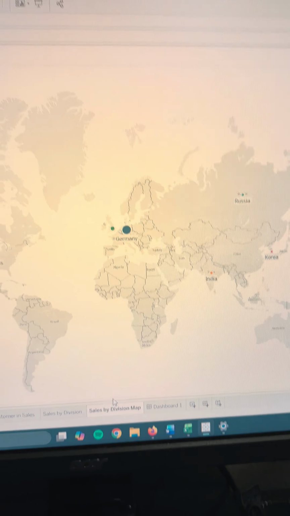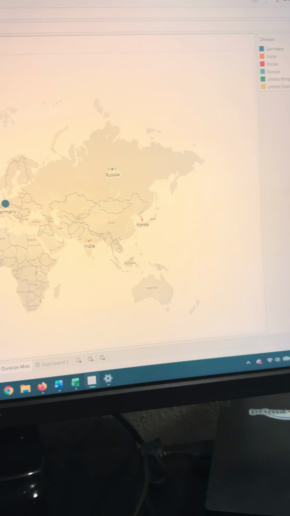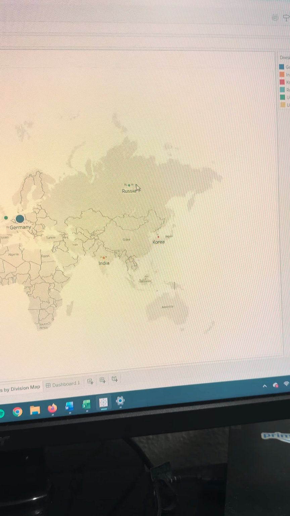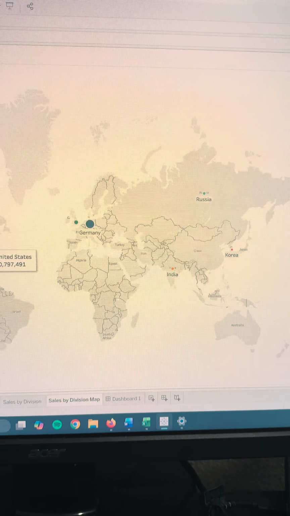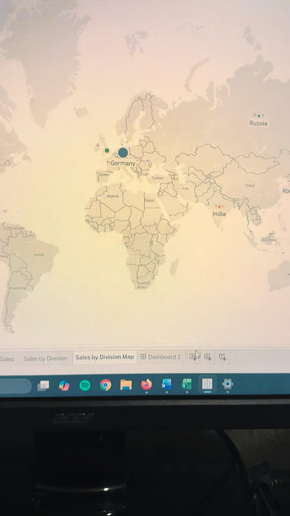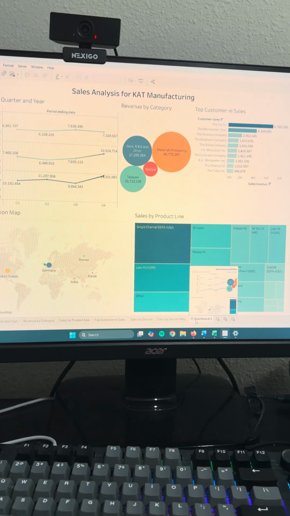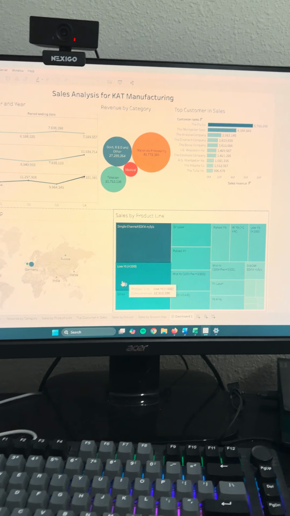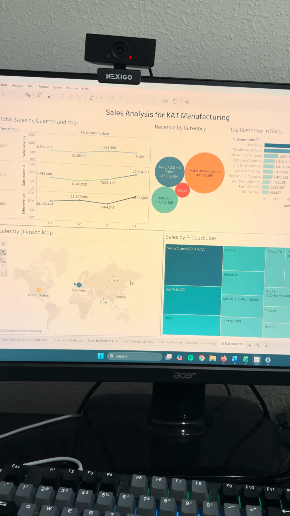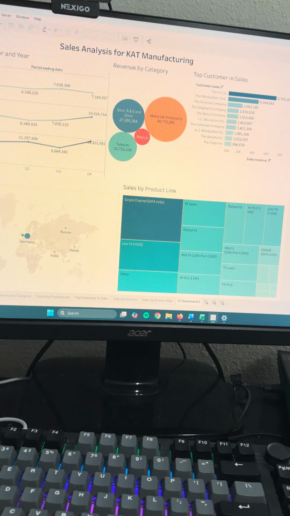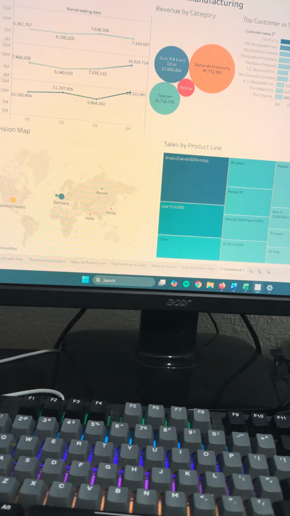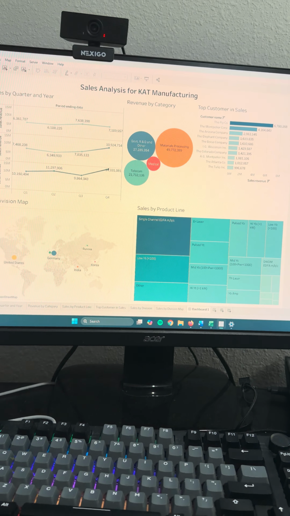And then this is continued on to sales division by map, where we can click on different countries and see how many sales we generate in those countries. And then the biggest part is the analysis dashboard, the interactive dashboard, where all of this is together. Basically, this allows us to analyze all the information about our revenue and our products.